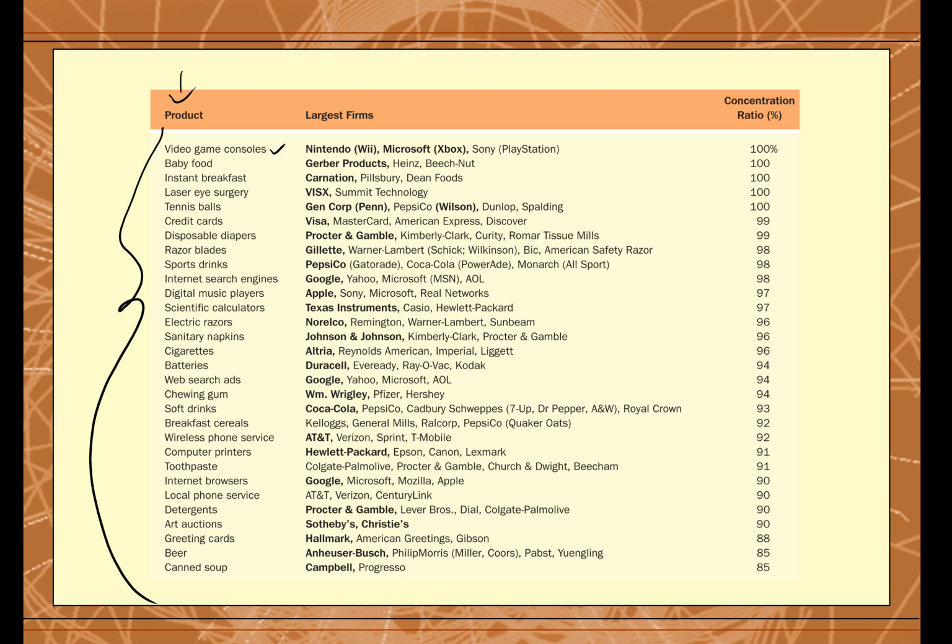Well, there are only 3 firms in the video game console industry: Nintendo, Microsoft, and Sony. And of course, if there's only 3, that means if you add up their market shares, they're going to equal 100%. Well, let's look at way down here, beer. Beer, again, that's a broadly defined market, and the 4 big producers of beer are Anheuser-Busch, Philip Morris, Pabst, and I guess Yuengling. And those 4 firms combined give you an 85% market share.